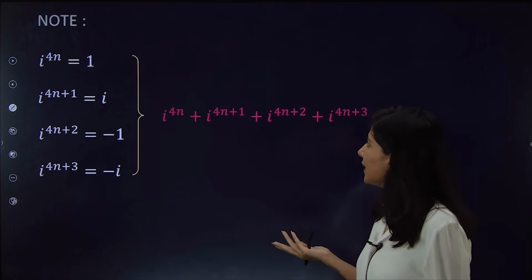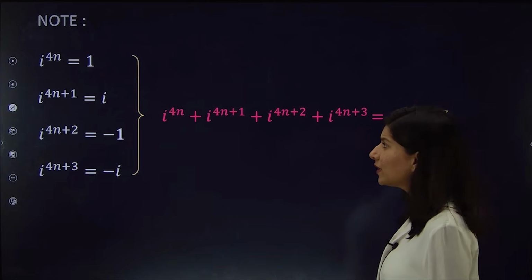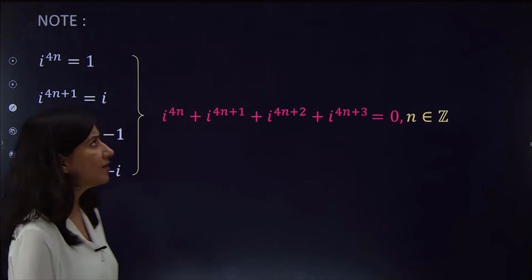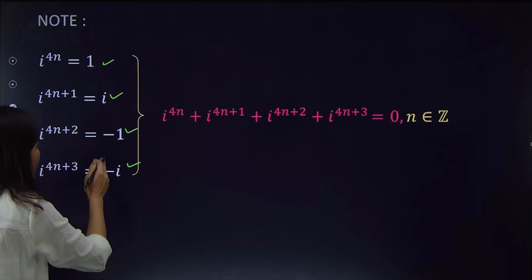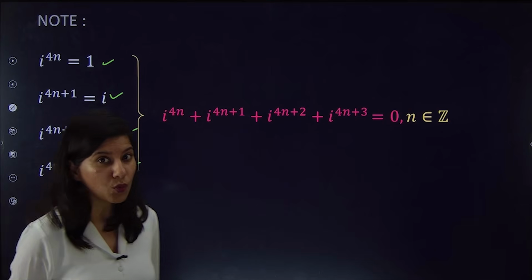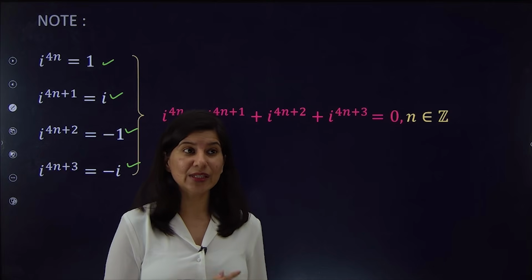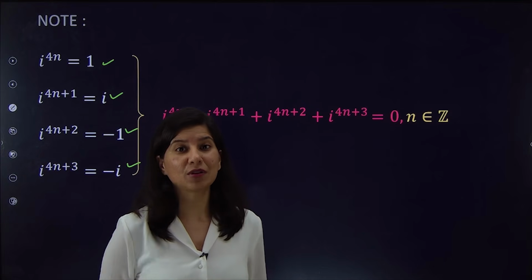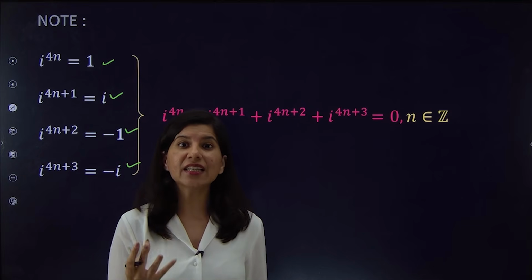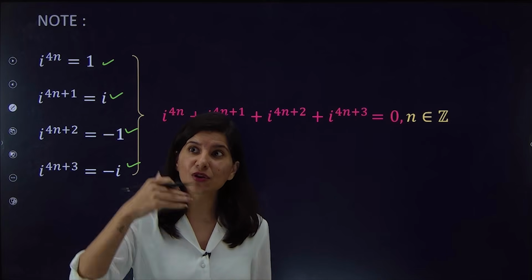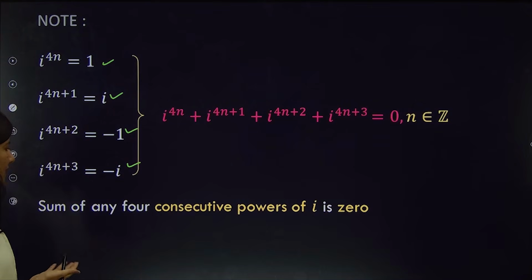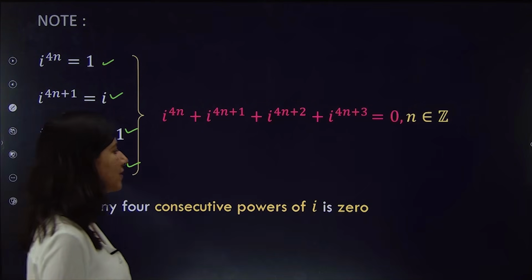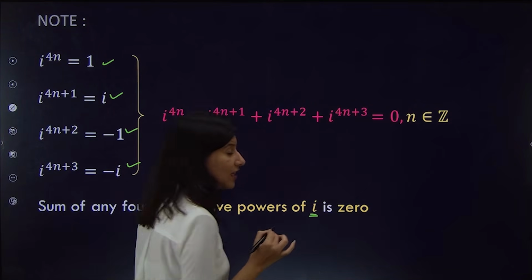Okay. All right. So yes. Now one more thing, if you add all the terms, 1, iota, minus 1, minus iota, if you add all of these things, you will get 0. So this will be helpful in problem solving, especially where NTA gives you such problems where summation of iota powers is given to you. Okay, so let's see, the sum of any 4 consecutive powers of iota is 0. So this is a very important note.